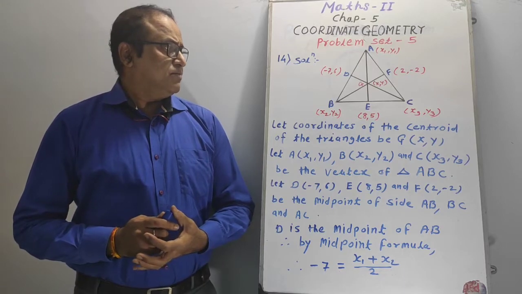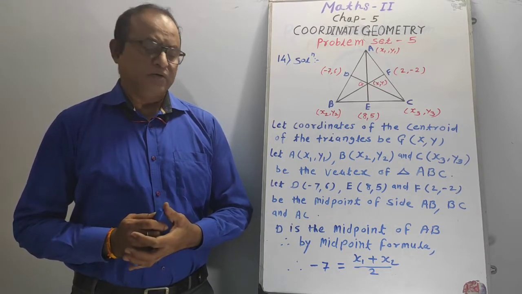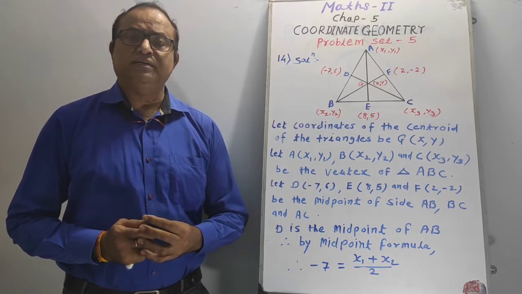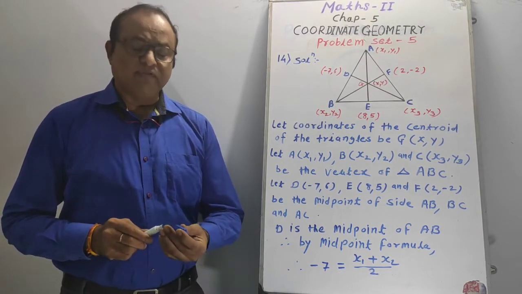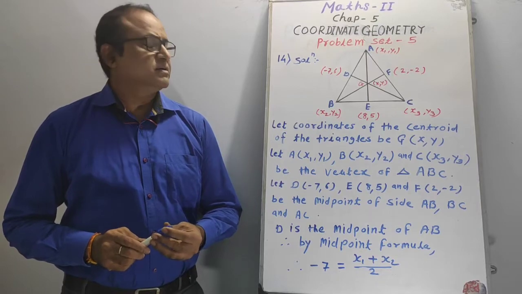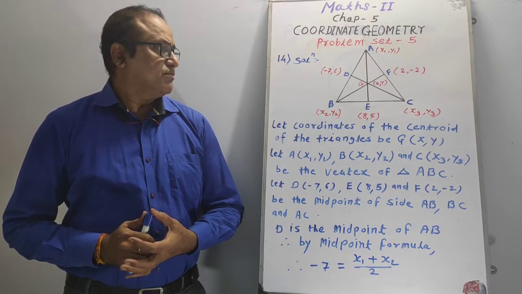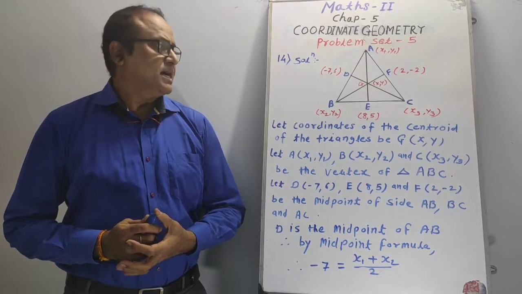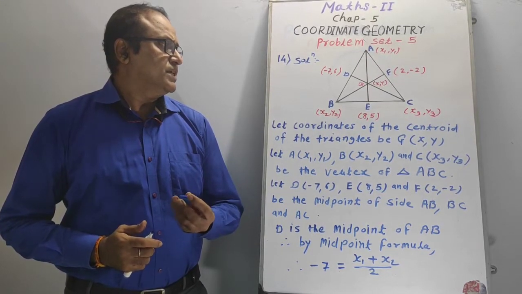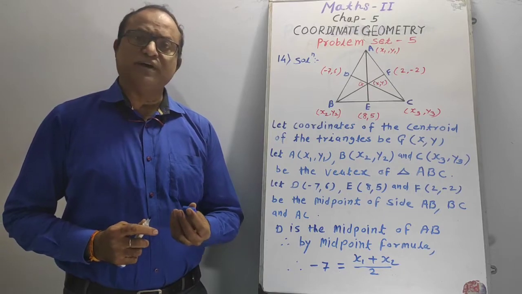In this example, we have to find the coordinates of the centroid, and the coordinates of the centroid can be found by the centroid formula. First, we have to find x1 plus x2 plus x3, and then we can find y1 plus y2 plus y3.